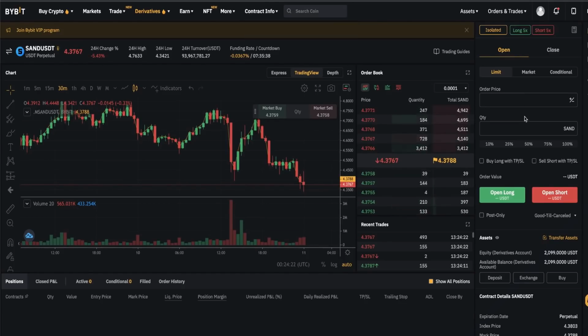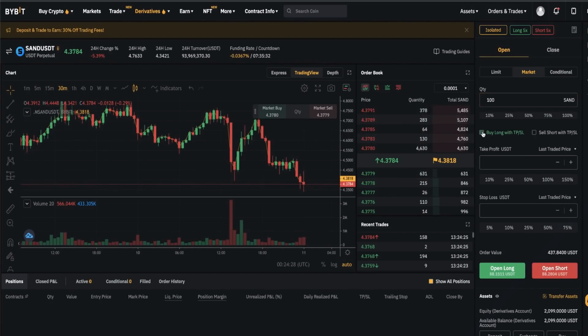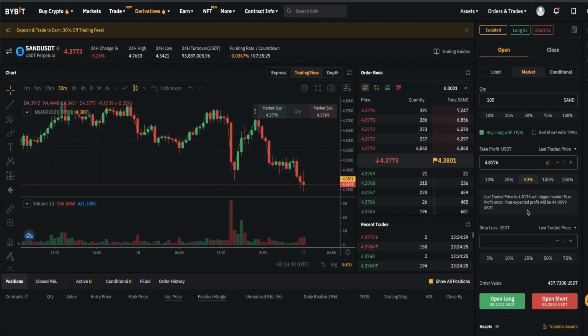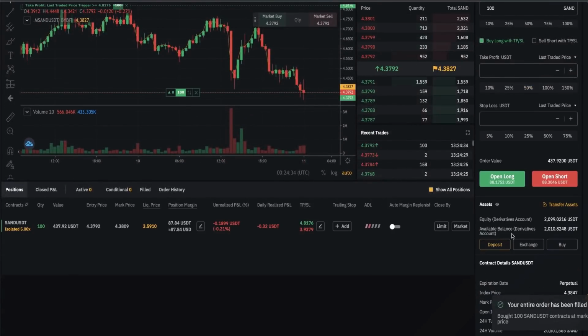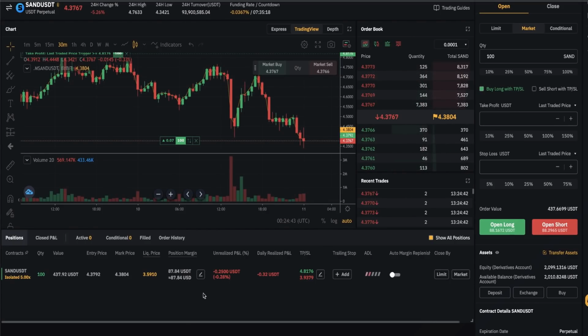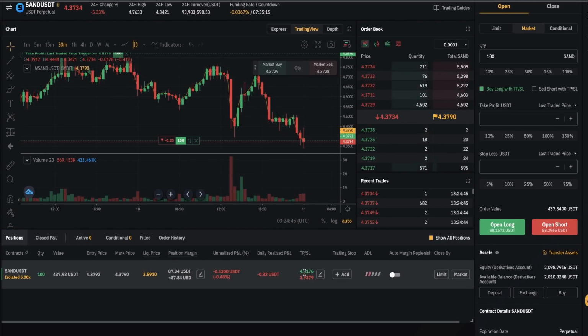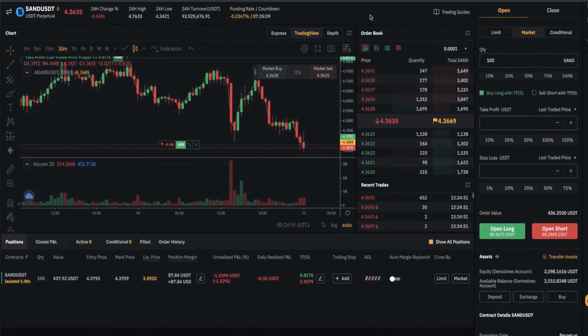And again, it works exactly the same here. We'll just do a real quick $100 example so you see exactly how this works. We'll set up our take profit and stop loss. We'll do 50% and 50% for a stop loss and click on open long. There you go. So we now have a long position on Sandbox's Sand token, betting that the price is going to go higher. We have our take profit set up at $4.80 and our stop loss at $3.93, as you can see here. All the other mechanisms are the same.